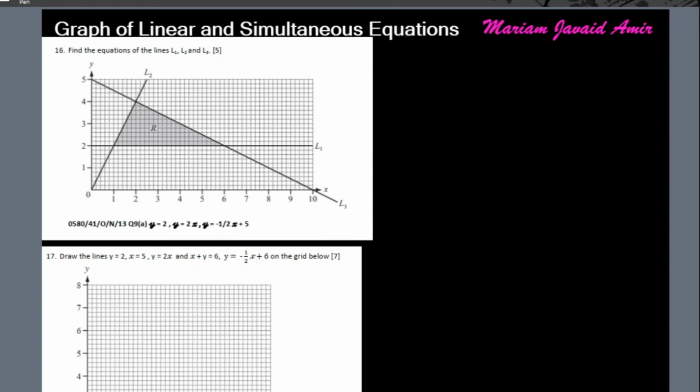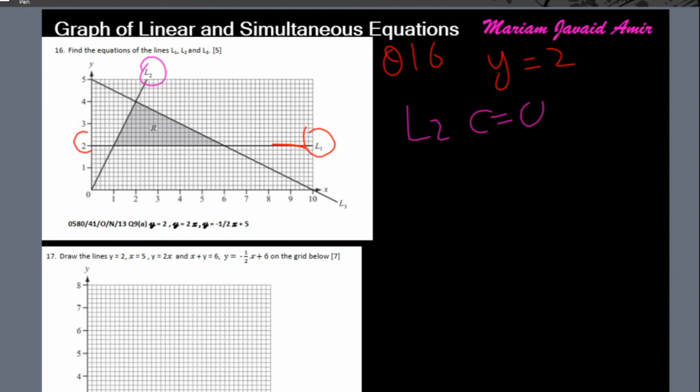Question number 16, which says find the equation of lines L1, L2 and L3. So this is L1. This is simply y equals 2. So y equals 2 is the first equation. Then the second equation, let's take L2. c is 0 because the graph is cutting the y-axis at 0. Now next we need the value of m. So we need a nice rise over run. So let's see.